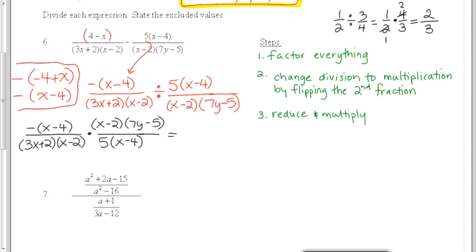So I wrote down the steps there that I did. On number 2, I changed the division to multiplication by flipping the second fraction. And for step number 3, I reduced and multiplied. So that's what I have to do right now.